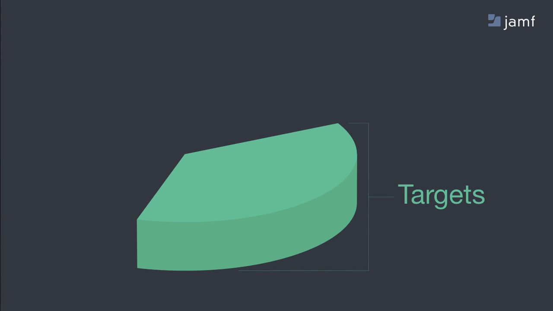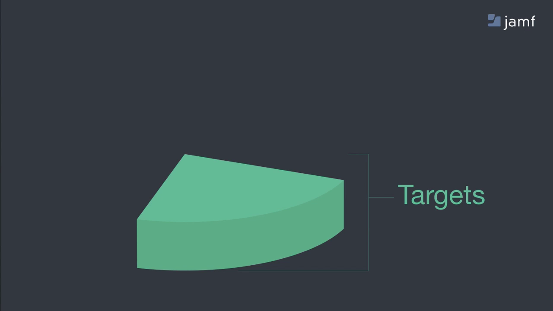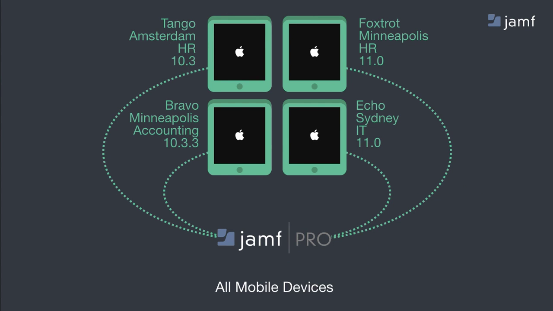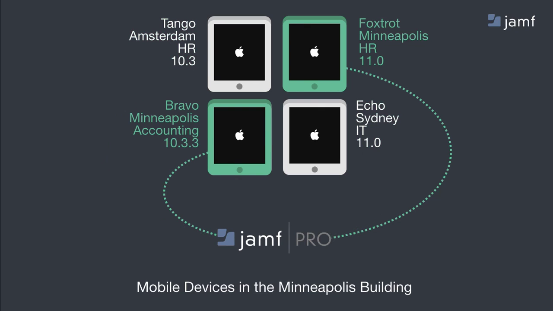After selecting targets, we can add exclusions to remove devices from that pool. Once targets and exclusions are selected, we are left with our final scope. Let's look at this another way. Here's a visual representation of devices in Jamf Pro. A target of all mobile devices would include all 4 managed devices. Or we can select specific devices by adding a target of Minneapolis. Now, only devices in the Minneapolis building would receive the management task.